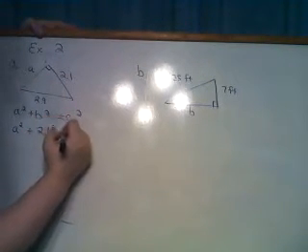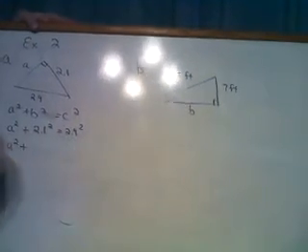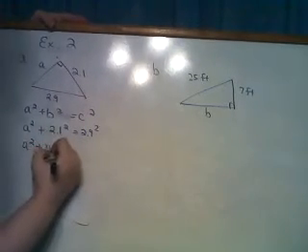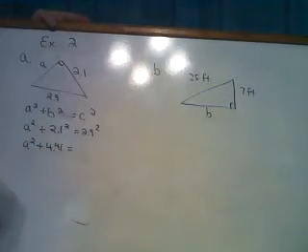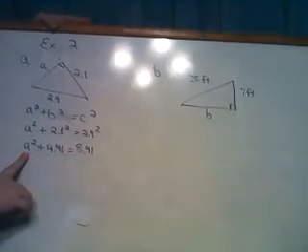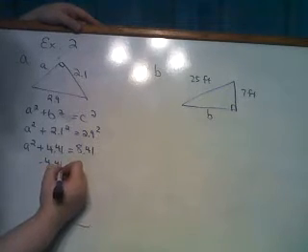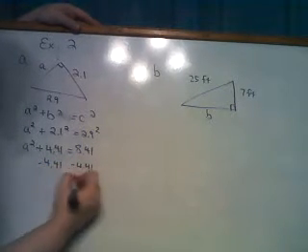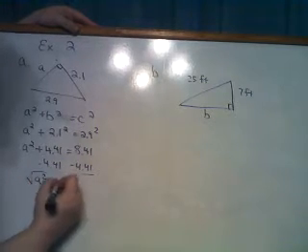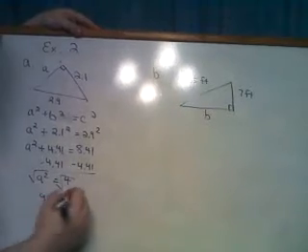So 2.1 squared plus A squared equals 2.9 squared. So you can do 2.1 squared, 4.41, equals 8.41. So in order to get A by itself, you have to isolate A squared. So I'm going to minus 4.41. Okay, so A squared equals 4. And then got to square root both sides, so A equals 2 centimeters.